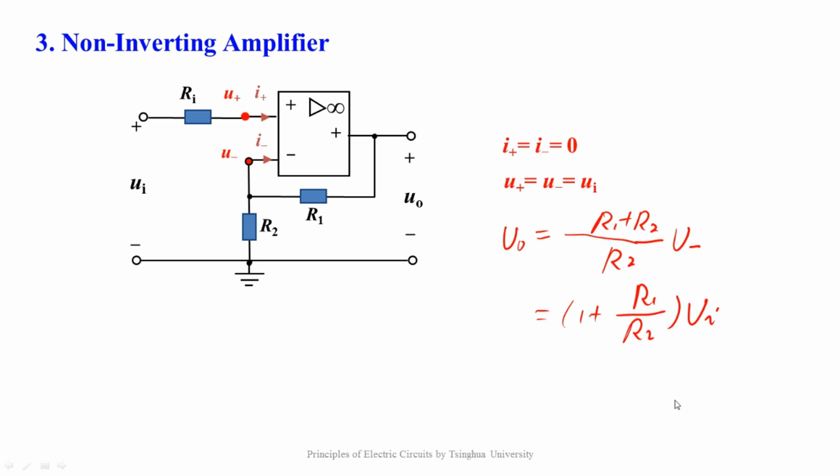Different from the proportion coefficient in the characteristic of the inverting amplifier, UO equals minus RF over R1 times UI, whose absolute value can be larger or less than 1, here the proportion coefficient of the non-inverting amplifier is always larger than 1. So please think about how to design a non-inverting amplifier with a proportion coefficient less than 1.